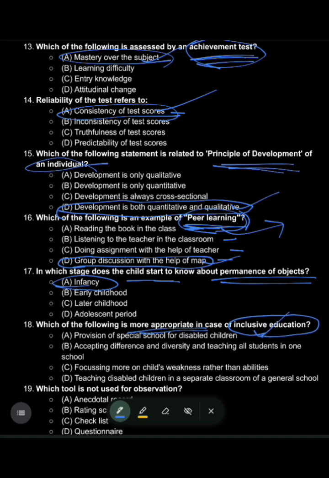Inclusive means we are including both a physically fit child and also a physically unfit child. Maybe a child is very good or very intelligent, a child is very poor. So each and every child together when they study, that becomes inclusive education. So from these options, which will be the correct one? We have seen accepting differences, diversity, and teaching all students in one school. This is inclusive education. This is the correct answer for number 18. Is it clear?